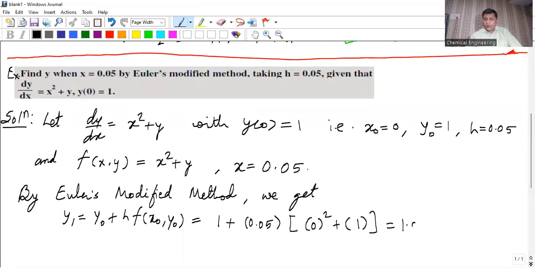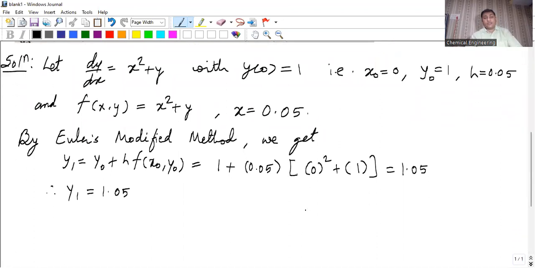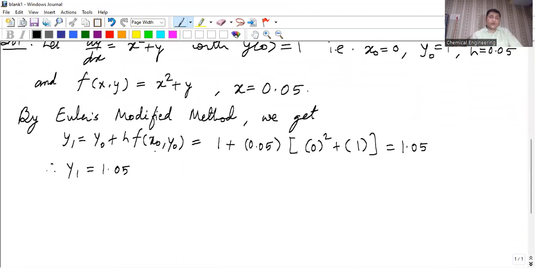So what we will be getting, is that okay? Yes, sir. Are you getting this one? So y1 is equal to 1.05. Again, this is going to be the approximate value as we have used the predictor formula.